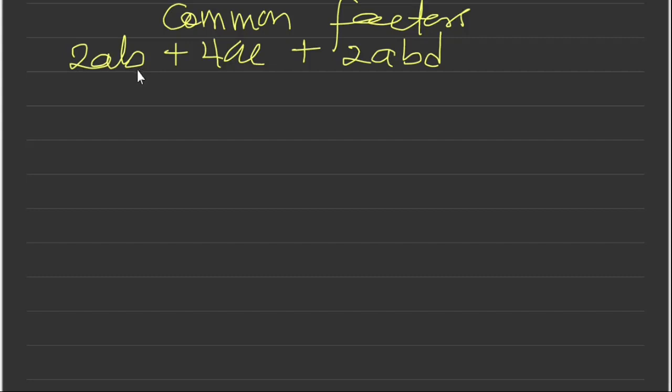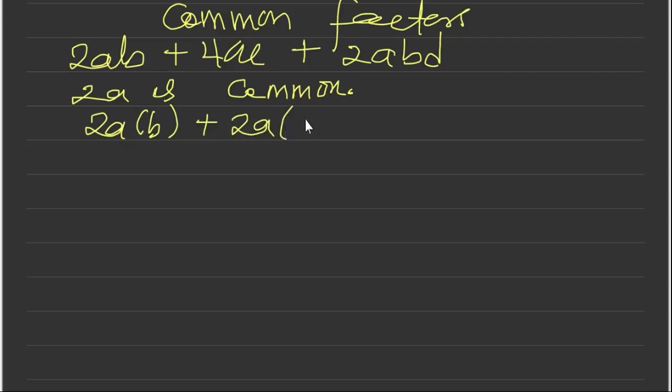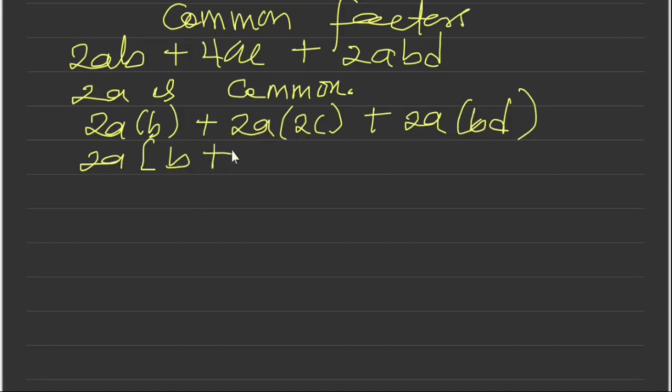Let's note now: we have 2ab, 4ac, 2abd. When we study this very well, you realize that 2a is common. So now, if 2a is common, we have 2a times b plus 2a times 2c plus 2a times bd. So I'm able to remove the 2a that is common. 2a is common here, here, and here. So let's write 2a, bracket open, b plus 2c plus bd.